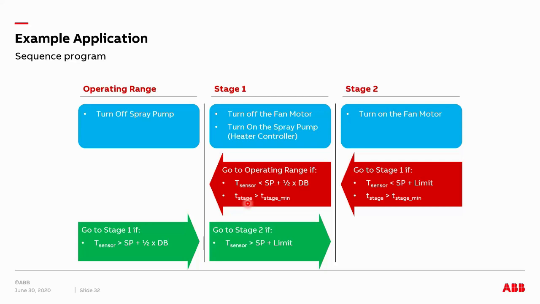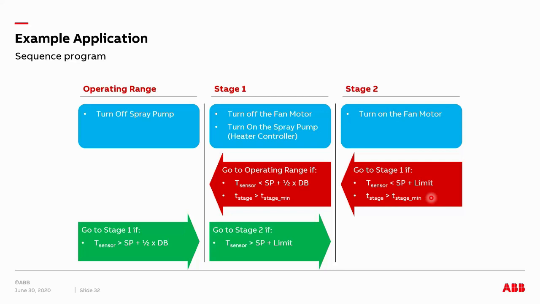It'll jump up to stage 2 if the temperature sensor exceeds the set point plus the limit, or it'll go back to the operating range if the temperature sensor is less than the set point plus half of the deadband, and the time it's been in that stage exceeds the minimum time in that stage requirement. In stage 2, I turn on the fan motor. So my spray pumps are already turned on. I also turn on my fan motor, and I'll only go back to stage 1 if the temperature sensor is less than the set point plus the limit, and the T stage is greater than that stage minimum.